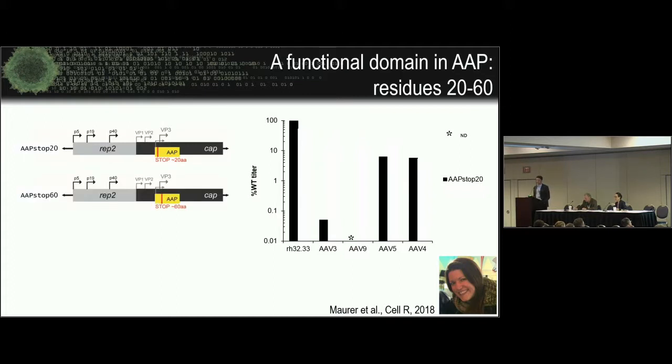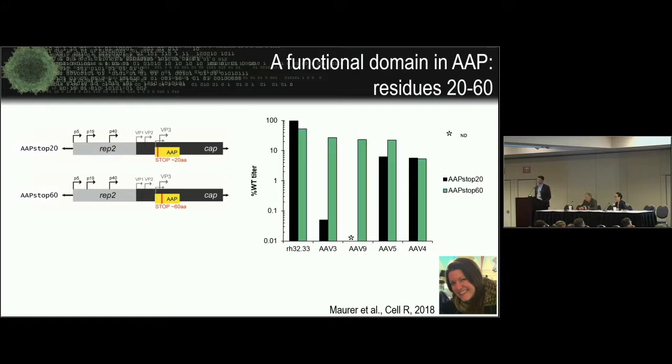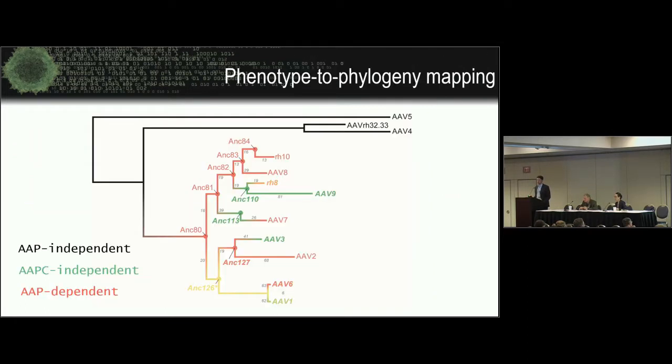Anna in the lab explored the function of a specific conserved domain in AAP, and if you move up the stop codon to past this domain, one sees that one can actually rescue AAP function for many of the serotypes that otherwise are dependent on AAP. And it's this particular domain between 20 and 40 that is relevant.